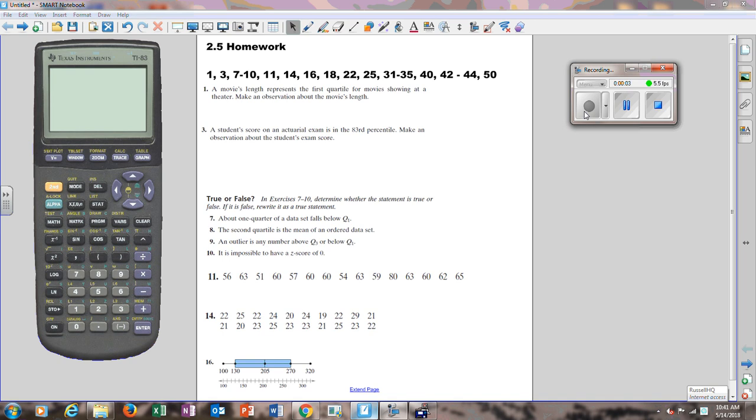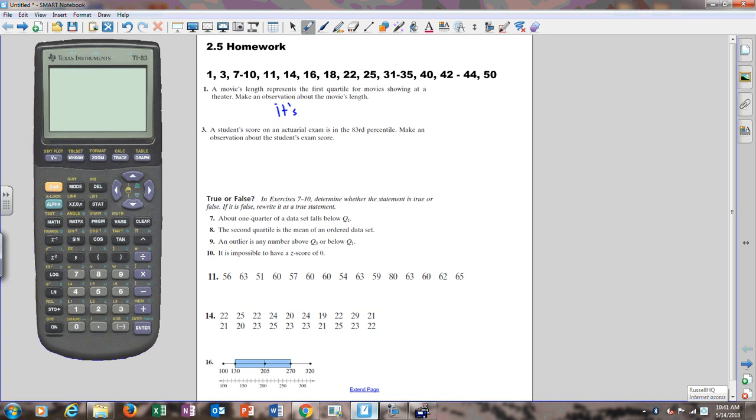Alright, let's go over the 2.5 homework. Number 1, movie length represents the first quartile for movies showing in the theater. Make an observation about the movie's length. If the movie's in the first quartile, it's in the bottom 25% of movie lengths, so you'd simply say it's a short movie.